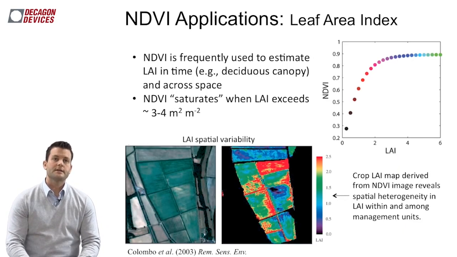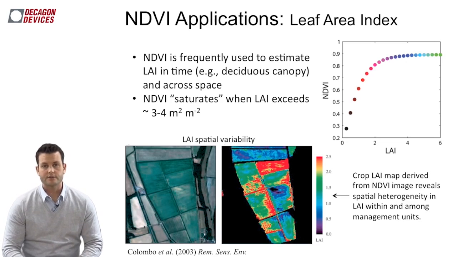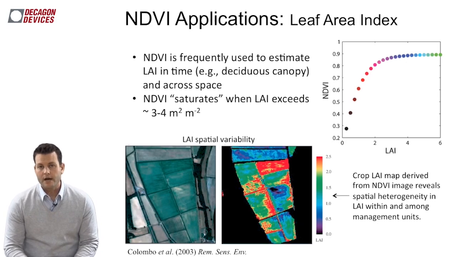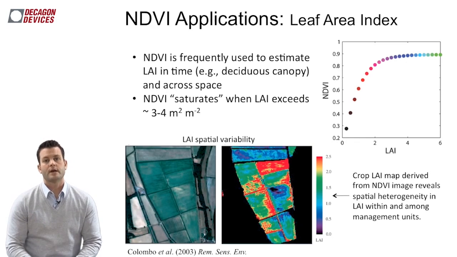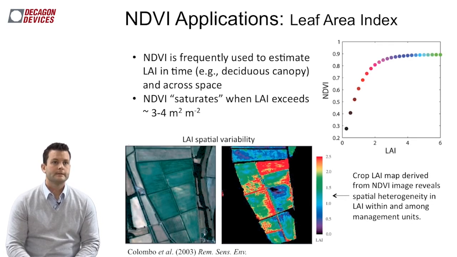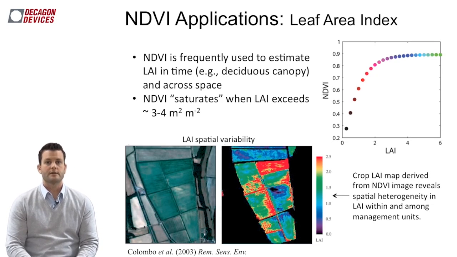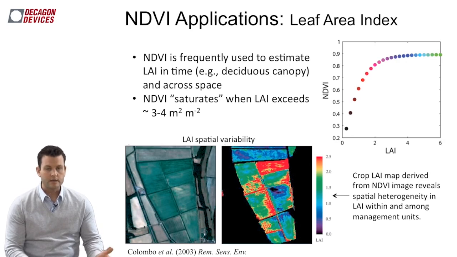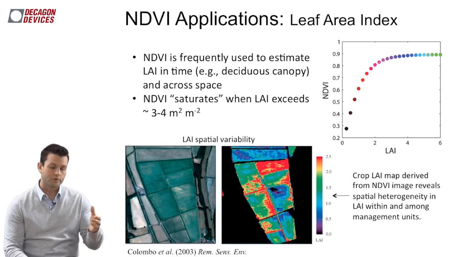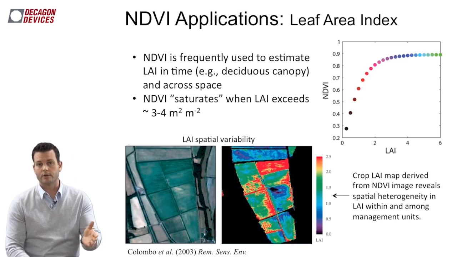So over the next few slides, I'm going to go through a few applications, some of the common ways that NDVI is used. And I'll start with leaf area index. NDVI is pretty commonly used to estimate leaf area index of a variety of different canopies. And this can be especially useful, say, in a time series type analysis where we're tracking NDVI over time in order to understand what LAI is doing over time.